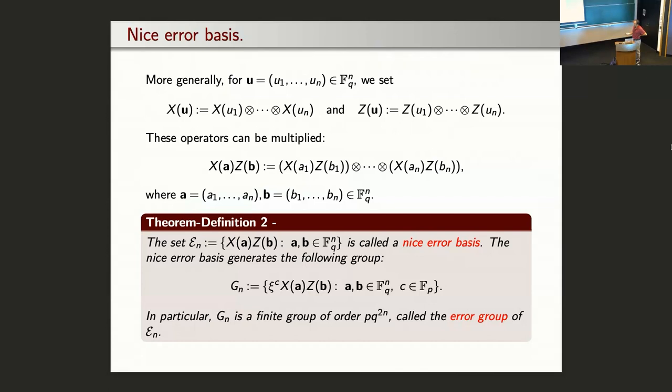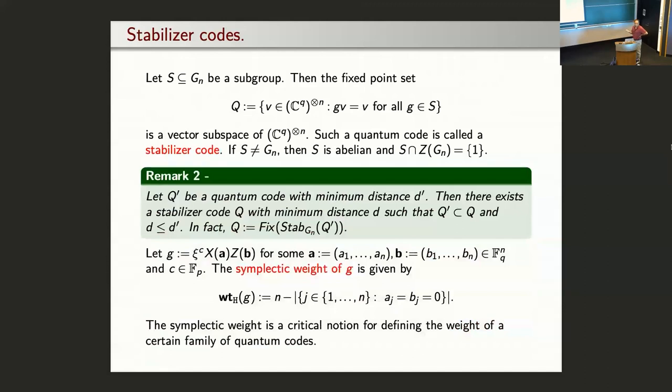It's not an abelian group, but it turns out all subgroups of Gn that are of interest to us are abelian. All right, so stabilizer codes. Now we are ready to discuss quantum codes in more detail.